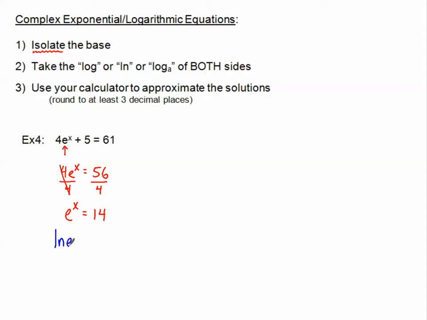I'm going to take the natural log of the left side, so natural log of e to the x, and I'm going to say that that's equal to the natural log of 14. This is a fine step to do in an equation. It's sort of like adding 5 to both sides. We can do that. I'm going to take the natural log of both sides.